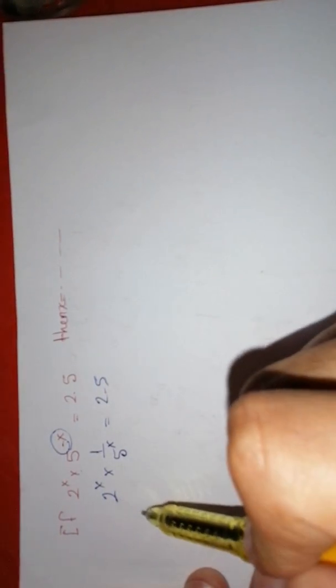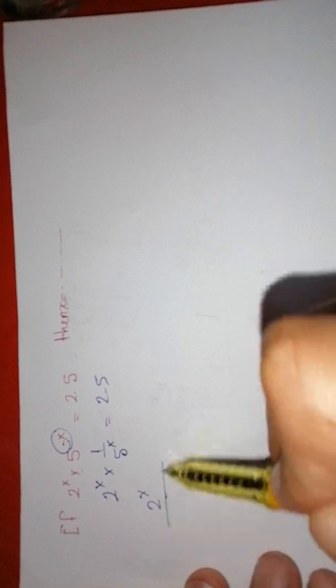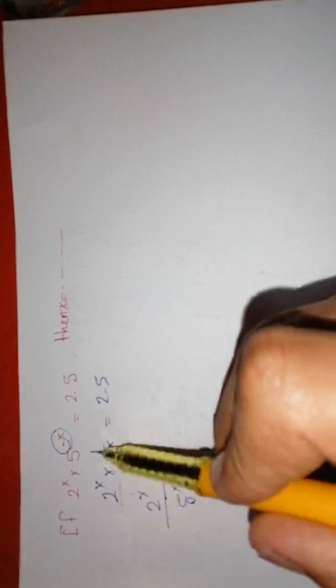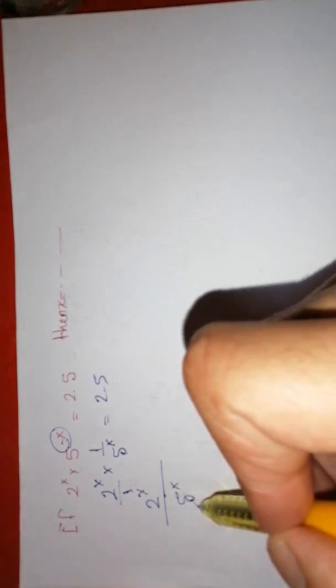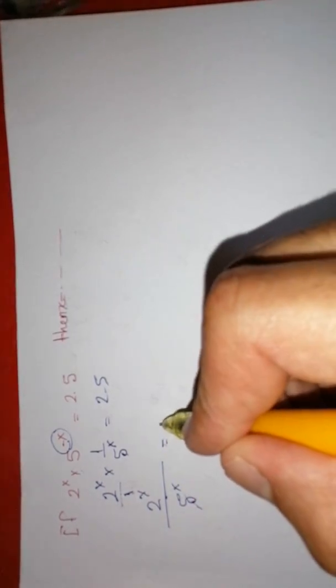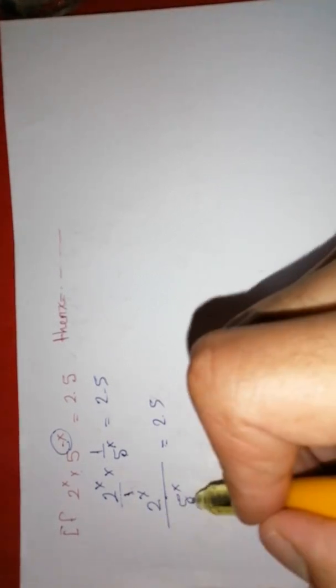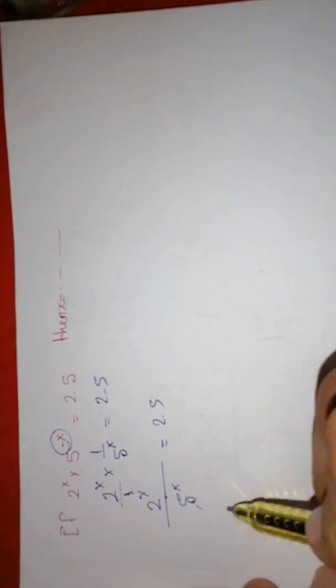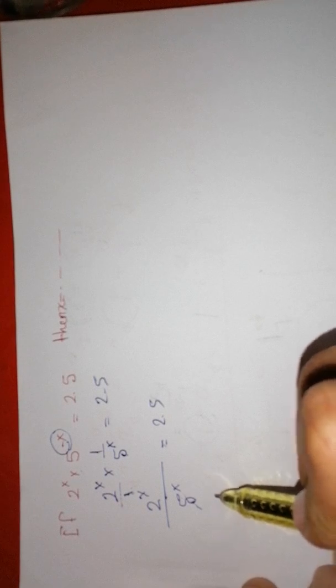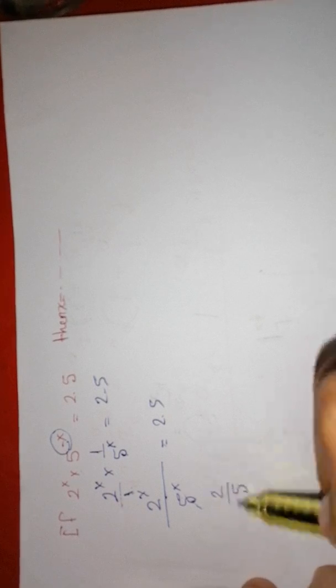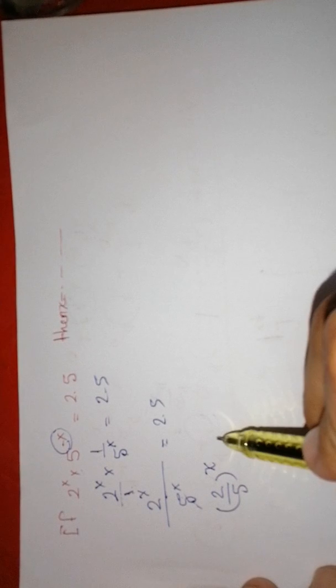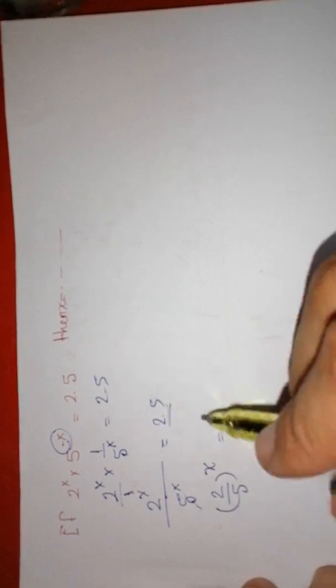And then we have 2 power x divided by 5 power x, because we have the denominator of 2 power x, which is equal to 1. And then 2 power x times 1, which is equal to 2 power x, and 1 by 5 power x, which is equal to 5 power x, which is equal at the end to 2.5. Yes, that's very good. And so we have 2 over 5, all raised to the power x, which is equal to 2.5.